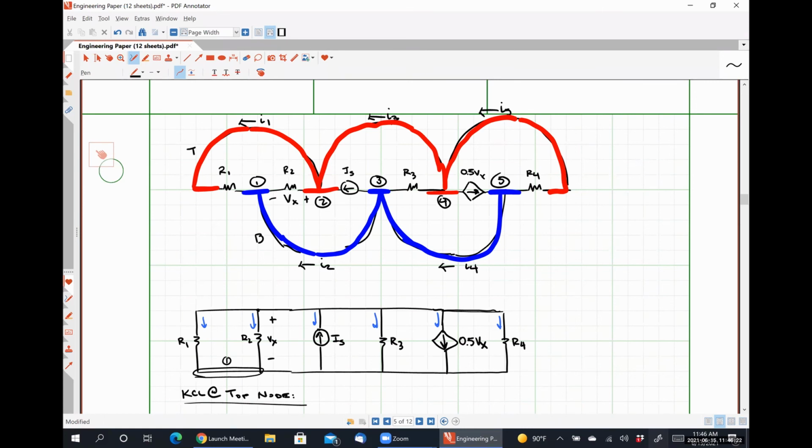2 is on top, and it is where resistor R2 and the head of the current source is. So it's going to be this one right here. Three is going to be on the bottom, and it's where the tail of the current source and resistor R3 meet up. And 4 is going to be on top, where the tail of the dependent current source and resistor R3 meet up. And then finally, 5 is where the head of the current source and resistor R4 meet up. Okay.